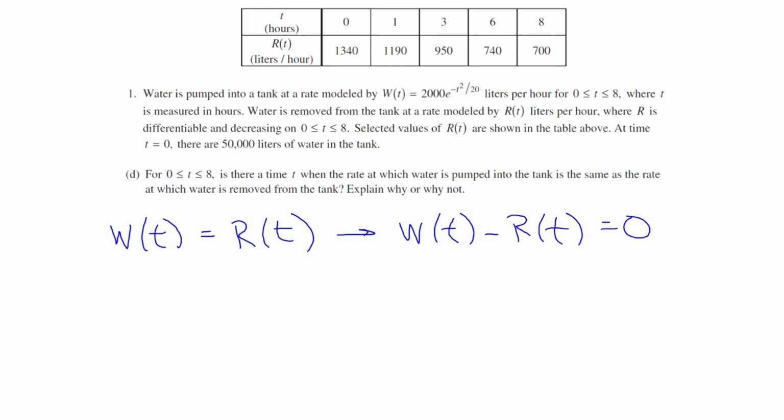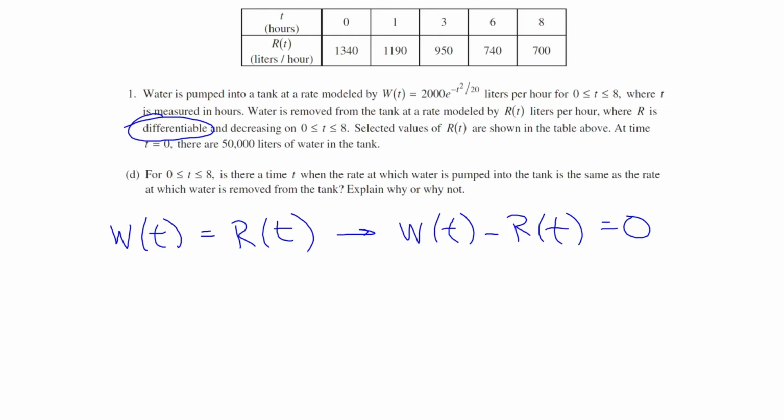And now, we know that W is continuous, right? Because we know that 2000 e to the negative t squared over 20 is a continuous function. And we know that R is continuous because it says it's differentiable, so therefore it must be continuous. And so if both W and R are continuous, then the difference between the two of them is also a continuous function. So if I can show that W minus R is positive somewhere between 0 and 8, and negative somewhere between 0 and 8, then since they're both continuous, it must have been 0 somewhere between t equals 0 and t equals 8. And the intermediate value theorem would tell me that.